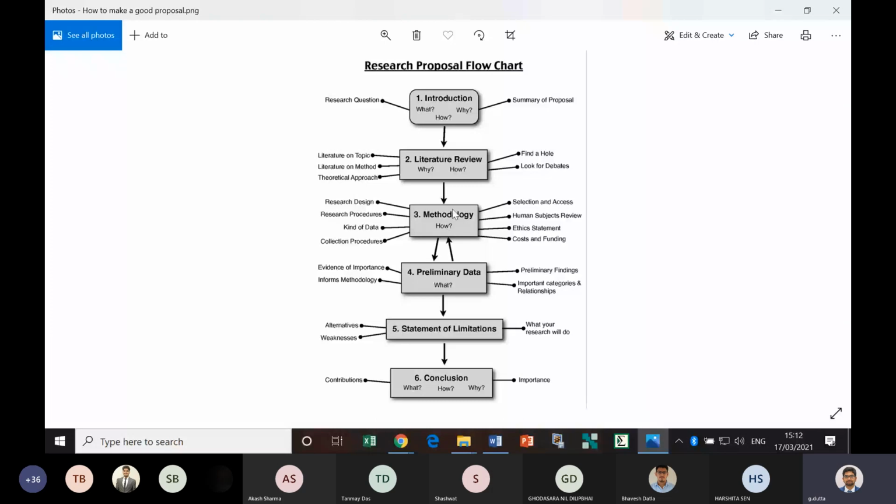Then you have to go for the cost and the funding. Means how about your research? It's a very expensive method, and how much funding do you need? In India, there are so many government organizations like DST, DBT, ICMR. So the Indian government is also providing funds. Also, you can go for private funding.